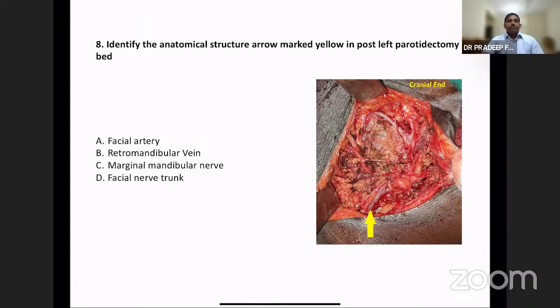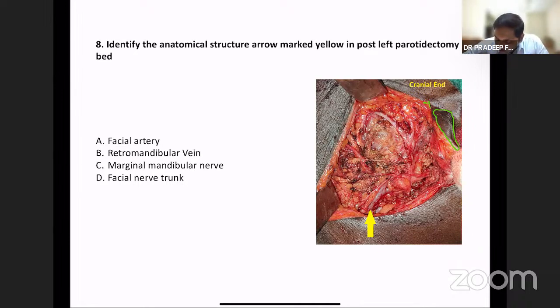Right. Now moving on to the next question. Identify the anatomical structure marked by the yellow arrow in the post left parotidectomy bed. So this is the cranial end that was mentioned here. This is the earlobe that has been retracted. This is the post parotidectomy bed.